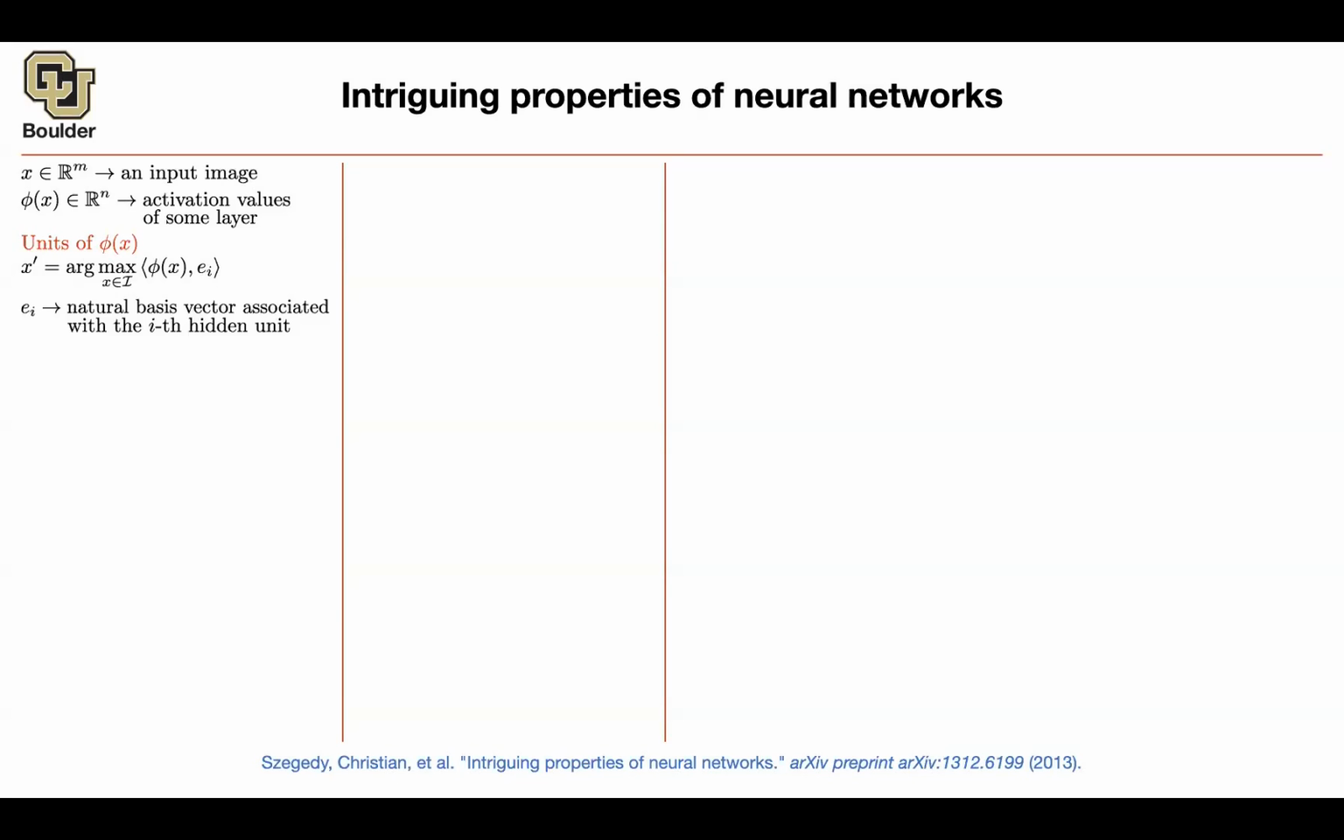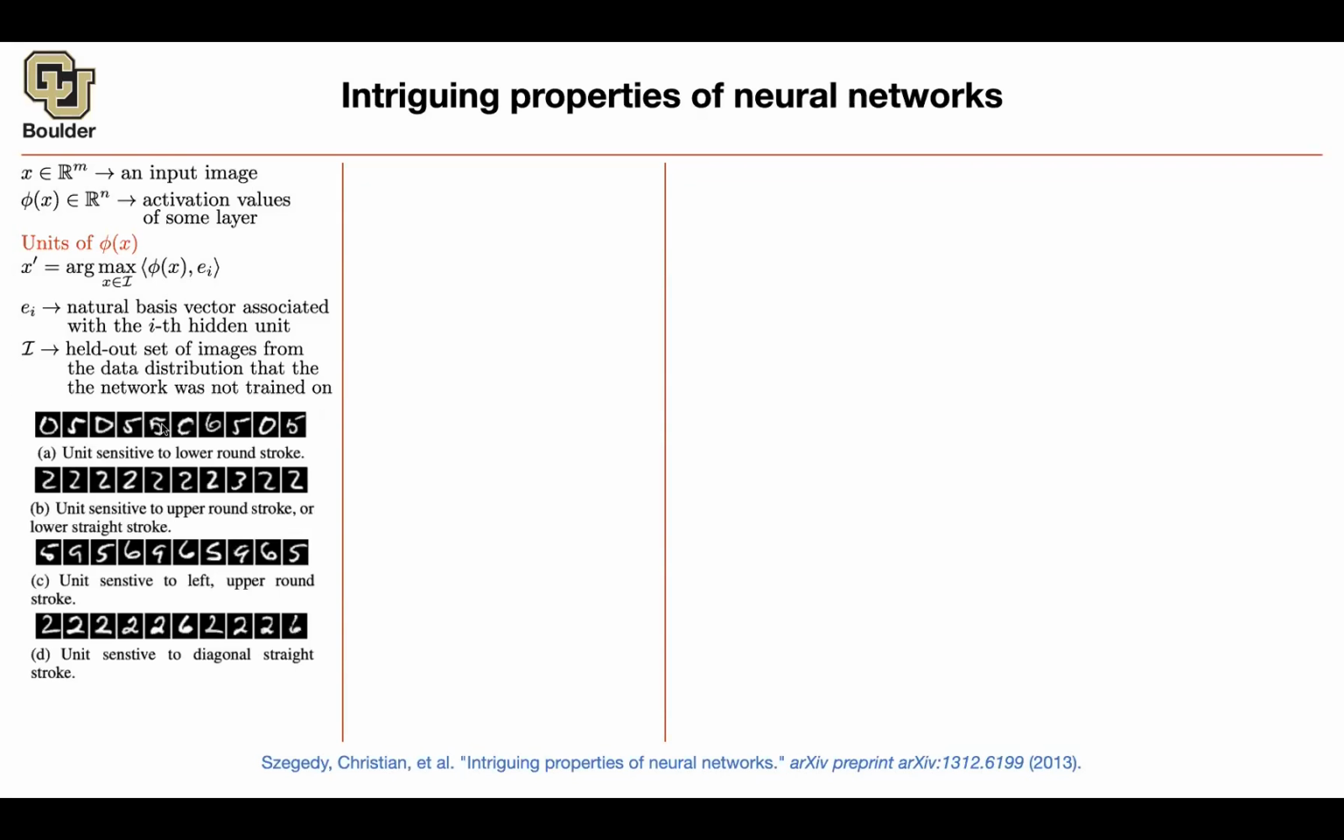And as I said, EI is just a natural basis vector. It's a vector that's 1 and then 0 everywhere else. And it's 1 at the ith location. So we are only picking out one of these n dimensions. So we are picking out that hidden unit, the ith hidden unit. And where are we searching over our images? We are searching in a held out set of images that we haven't trained on. So we haven't trained the network on this set of images. So I is not part of our training data.